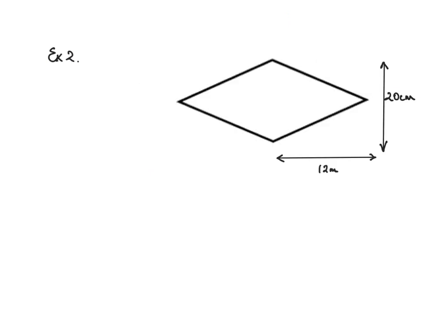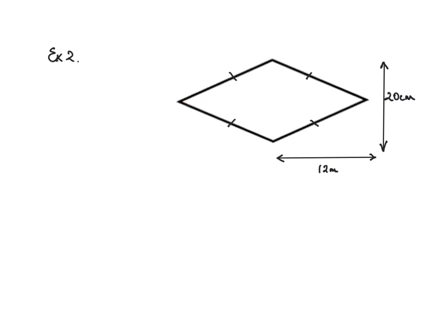Now example 2. I hope you can see that we have a rhombus here. All 4 sides are the same length, so we have 2 axes of symmetry. Now we already know the length of one of the diagonals, that's 20 centimeters. We don't need to do anything with that just now. That's the distance from one side to the other across its widest point. What we also want to know is this distance here, the length of the longer diagonal.